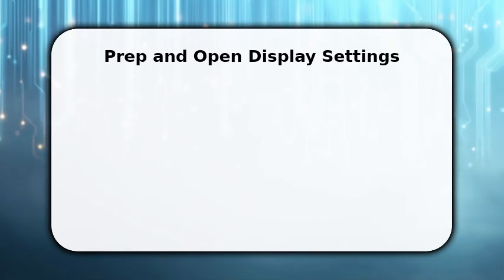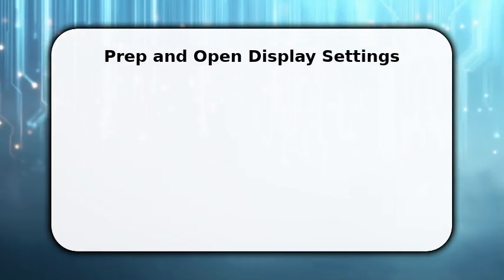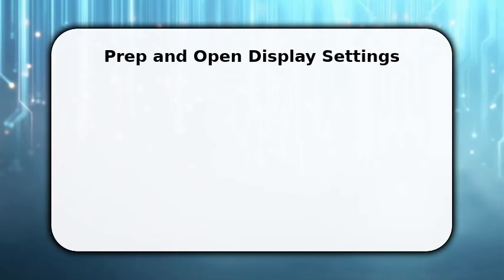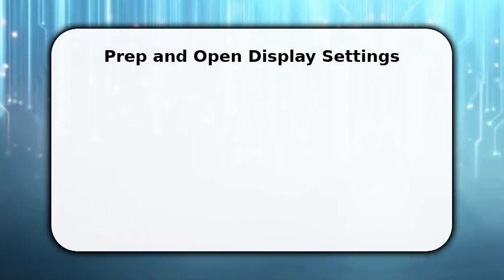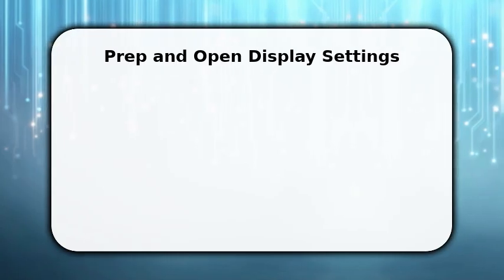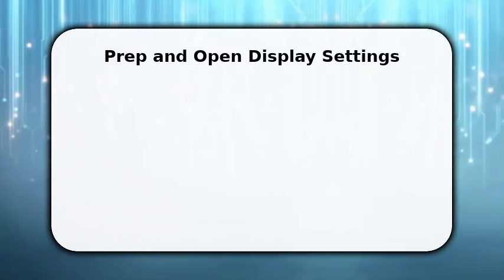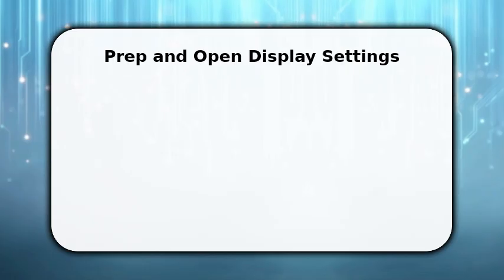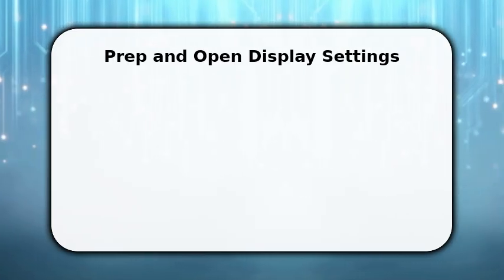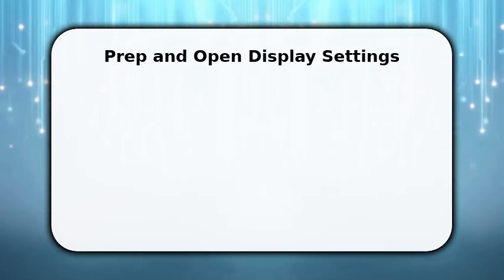Once ready, open Display Settings via Start or Windows key plus I and navigate to System Display. You should see brightness and color controls. Note the current percentage so you can revert if needed. Make sure to check whether you are on battery or plugged in, because power mode will change available brightness range.